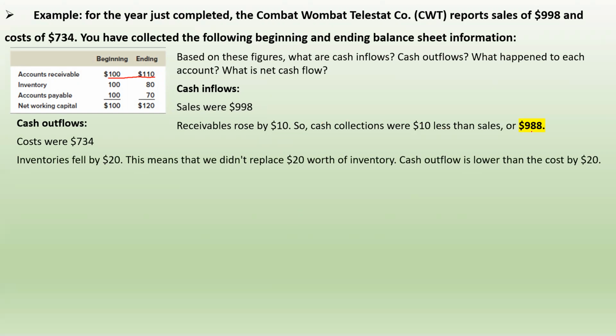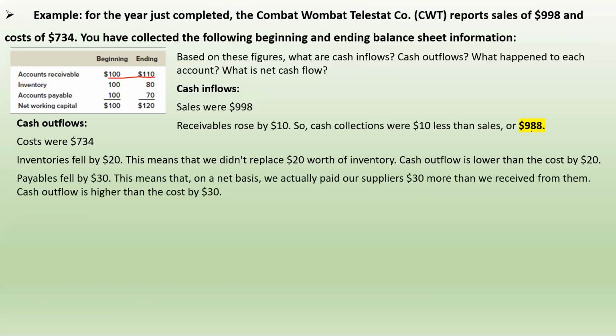And inventory falls by $20, which means that we didn't replace this $20 of inventory. So for cash outflow, we buy less, which means we use the inventory we bought last year. So that's less cash outflow. The cash outflow is lower than the cost by $20. Those $20 of cost, we actually used what we bought last year. So we save $20. There's less cash outflow here.